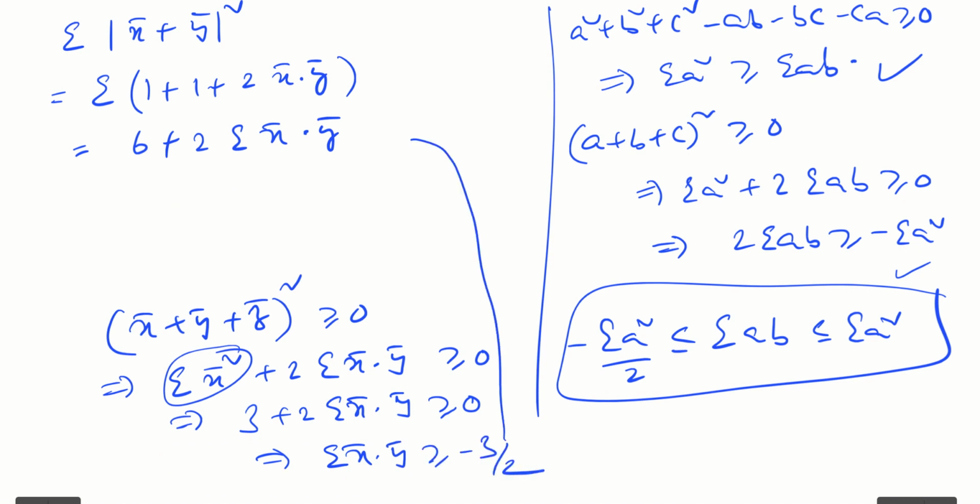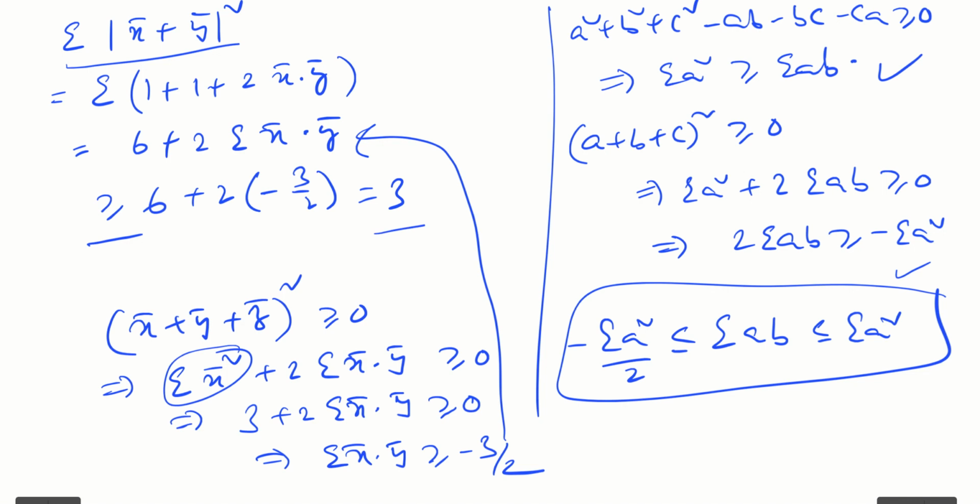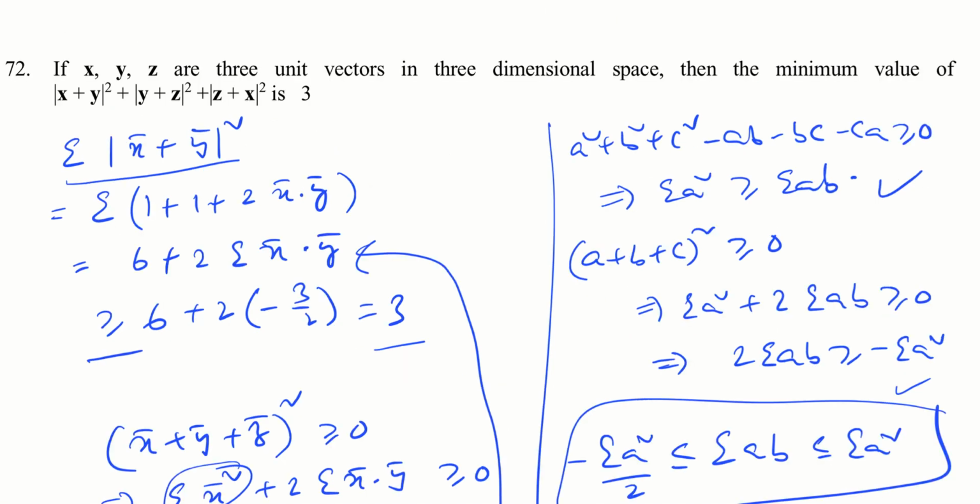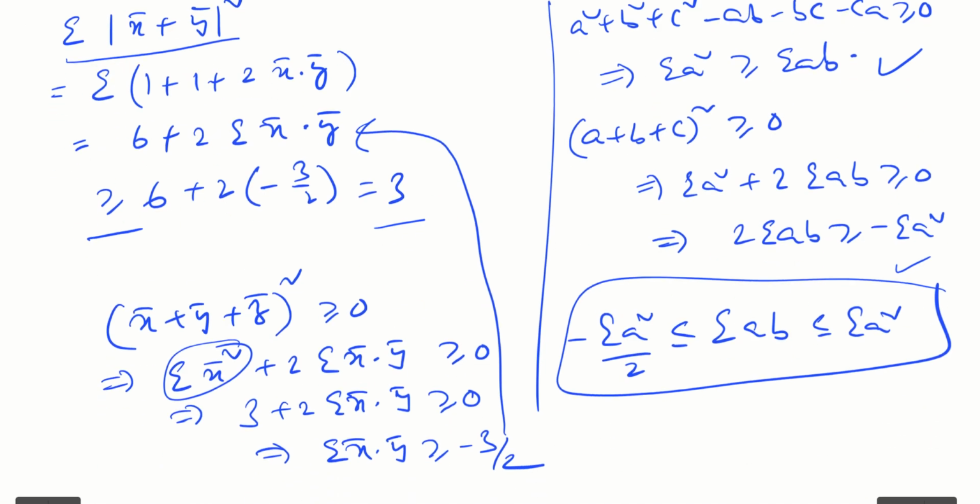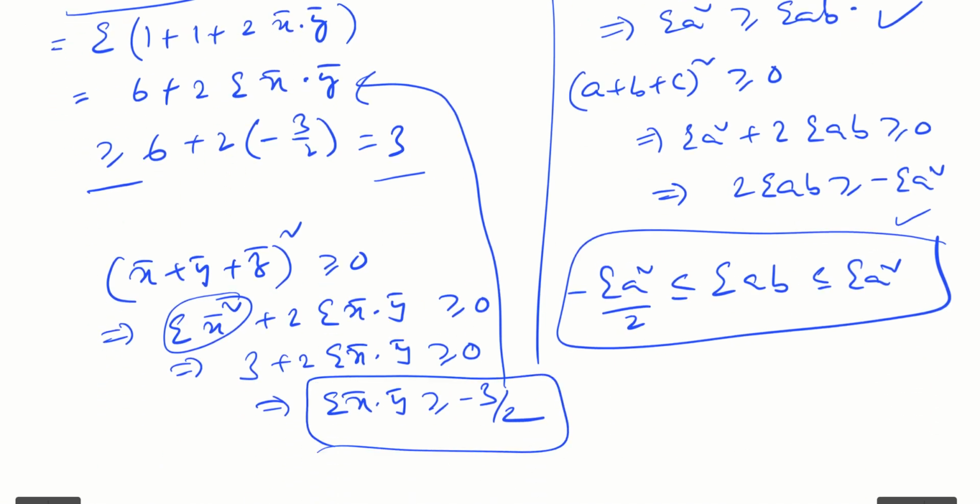Using that here I will have this as greater than or equal to 6 plus 2 into minus 3 by 2. You will have ultimately this as equal to 3. So this is greater than or equal to 3. That means the minimum value is 3. And actually observe that we say it is the minimum only when it takes the value. Observe that this is possible when we adjust the vectors such that the angle between any two is 120 degrees.